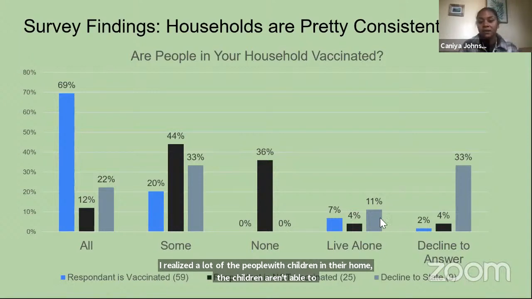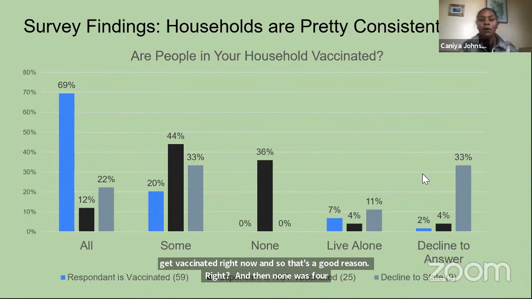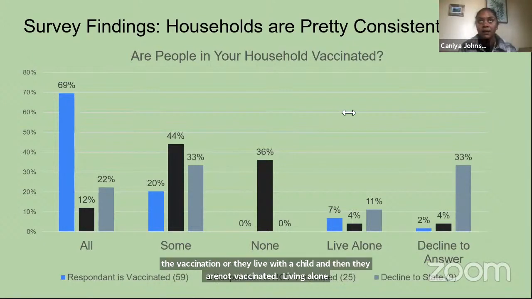And then "none" was for people whose whole family is opposed to the vaccination, or they live with a child and then they're not vaccinated. Living alone, so there was an option that if you live alone, maybe you don't live with other people and it didn't apply to you. So you can see that was pretty low. A lot of people do live with other people, but people that were living alone were also vaccinated. And then, as you can see, some people declined to answer.